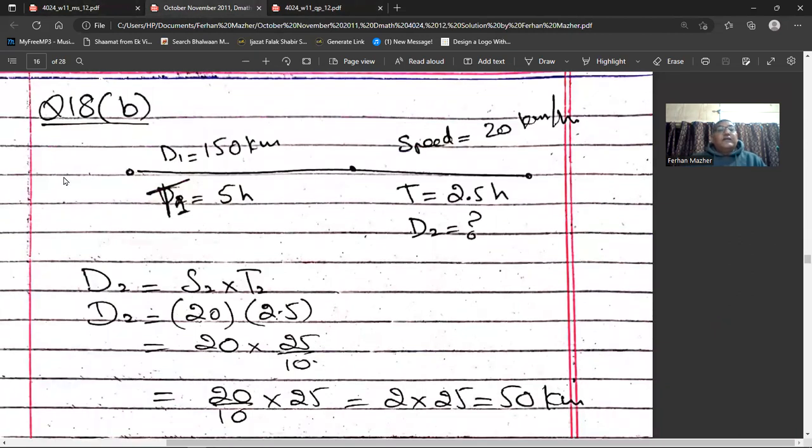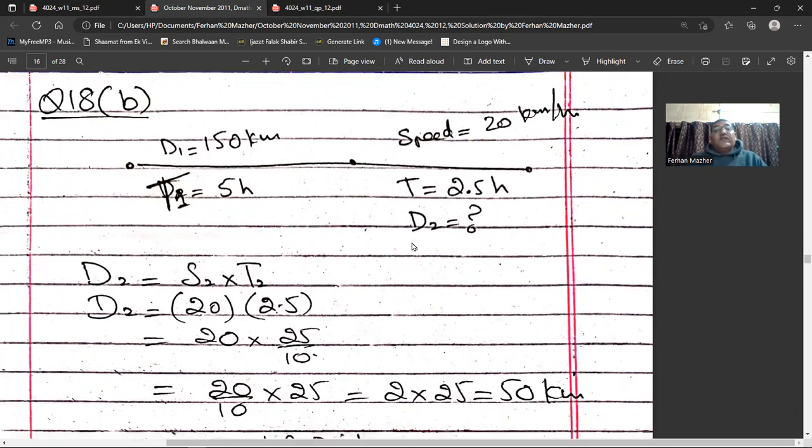So in my second part, the speed is 20 kilometers per hour and the time is 2.5 hours. So the distance traveled in the second part will be speed multiplied by time. That will be 20 multiplied by 2.5. So that is 20 multiplied by 25 by 10. I have removed the decimal here. So it will be 2 into 25, and that will be 50 kilometers. So the distance traveled in the second portion is 50 kilometers.